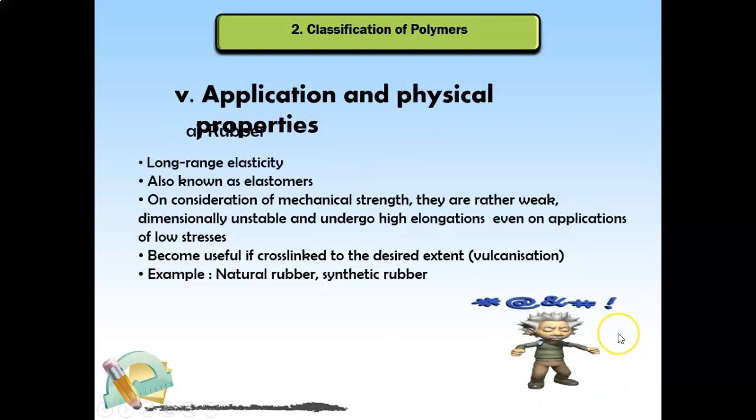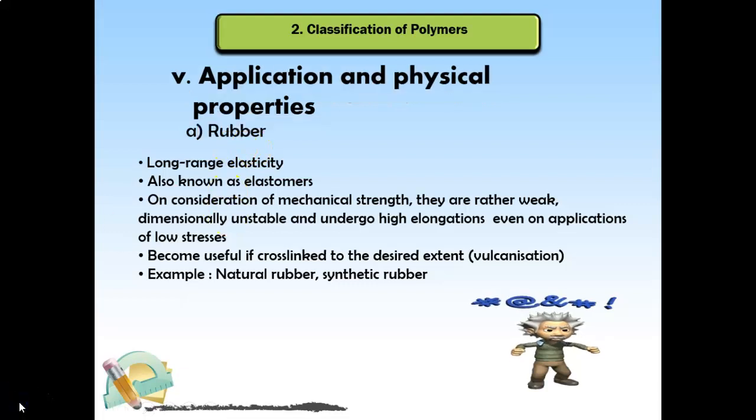Now we proceed with the applications and the physical properties. First, rubber, or polyisoprene. It has long-range elasticity, so we call it an elastomer. In terms of mechanical strength, it is rather weak, dimensionally unstable, and undergoes high elongation even on application of low stress. So rubber becomes useful if cross-linked to the desired extent, which is the vulcanization process. Examples are natural rubber and synthetic rubber.